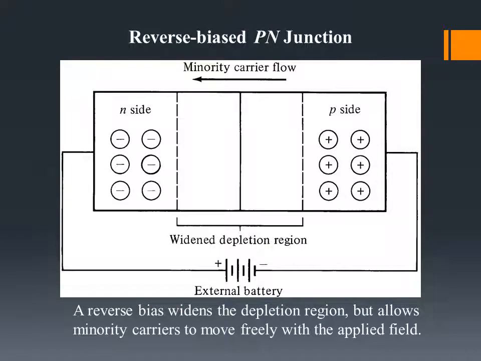Reverse biasing a PN junction, on the other hand, widens the depletion layer and increases the potential barrier. During this phenomenon, minority carriers are able to move freely with the applied field and not the majority carriers.